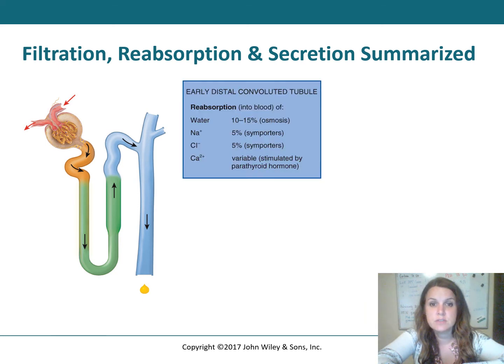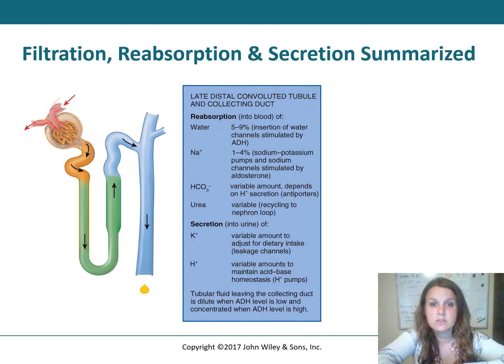At the early portion of the distal convoluted tubule, you're going to have a little bit more reabsorption of water, as well as a little bit of reabsorption of sodium and chloride via symporters. Finally, in the late distal convoluted tubule and the collecting duct, we're going to see more reabsorption of water. But this is only going to occur if ADH is present. If ADH is not present, you're not going to reabsorb water. You do have some secretion though, and the secretion that occurs is going to be of potassium and hydrogen ions.